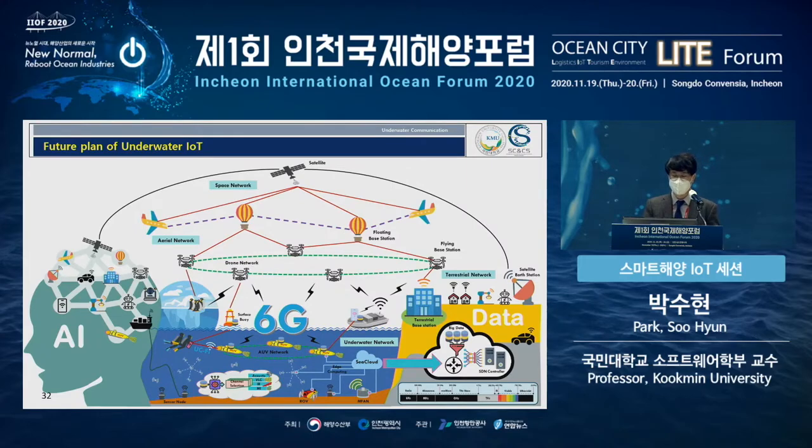But in order to support the sustainability of communication underwater, for supporting 6G communication, we need a kind of flying base station and floating base station. In some cases, we need some assistance from satellite communication and then AI. So by using AI, we have to build some digital twin systems, as Francois said.